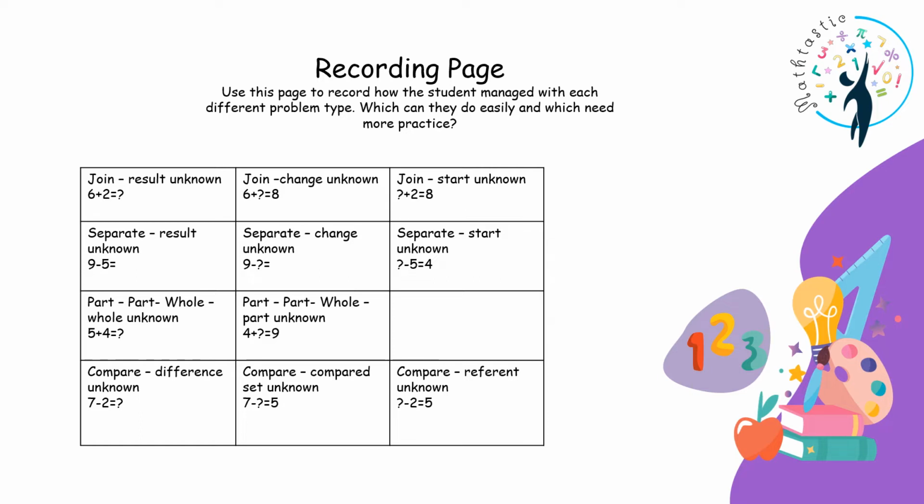But you could also have 6 plus something equals 8, where the change is unknown. We had 6 somethings, we got some more, we don't know how many more, but we ended up with 8, so how many were there? And then finally, in that last line, we've got the join where the start is unknown. We had some, we got 2 more, and now we've got 8. How many did we have at the start?